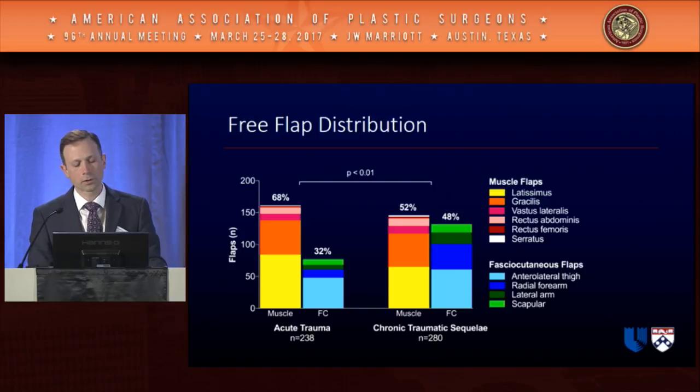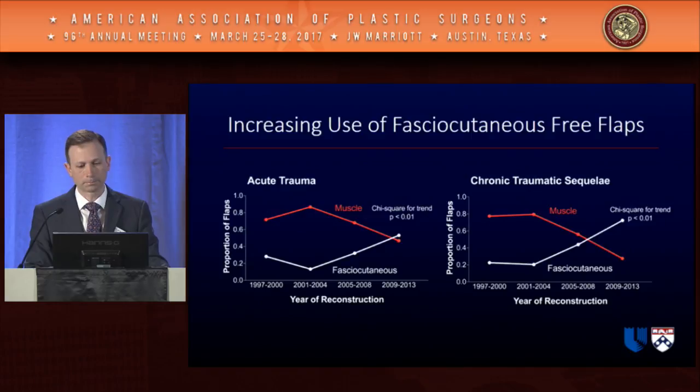When we look at the free flap distribution between both groups, between the acute trauma and chronic traumatic patients and our use of muscle and fasciocutaneous flaps, muscle flaps had a significant more use in both of these populations. And if we look at the trend of muscle flaps, it trended towards what one would expect, latissimus flaps and gracilis flaps on the muscle flap side, and on the fasciocutaneous flap side, we tended to use anterolateral thigh and radial forearm flaps. Duke University tended towards muscle flaps, and University of Pennsylvania trended towards fasciocutaneous perforator flaps.